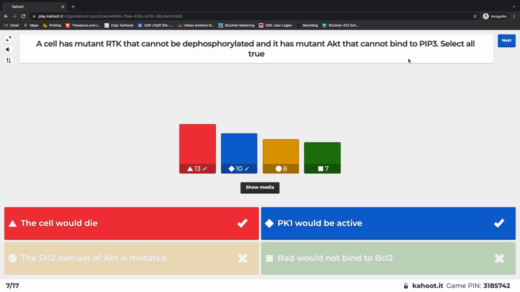So in this question, the mutant AKT cannot bind to PIP3. That's a crucial step to activate AKT, right? So if AKT can never be activated, BAD cannot be phosphorylated, which is the step that allows the cell to live. So your cell would die. Without active AKT, your cell dies.